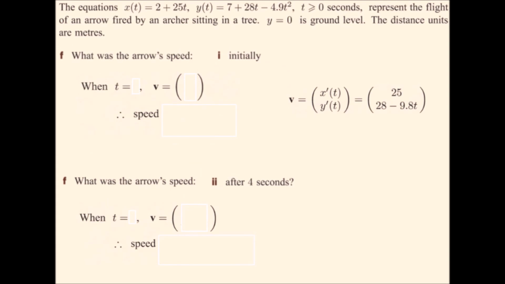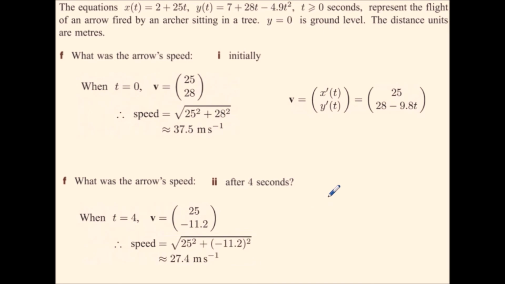So if we were to work out the speed initially, so we have t equals 0, we can work out the velocity by letting t equal 0 in our velocity vector. So 25, 28 will be our values, and the speed therefore is 25 squared plus 28 squared square rooted, we get 37.5 meters per second. Right, part 2 of question F, after 4 seconds, we would need to let t equal 4. Once again, in here we'll get 25 for the x component and the y value negative 11.2, square each, add them up, and take the square root. We've got our speed.